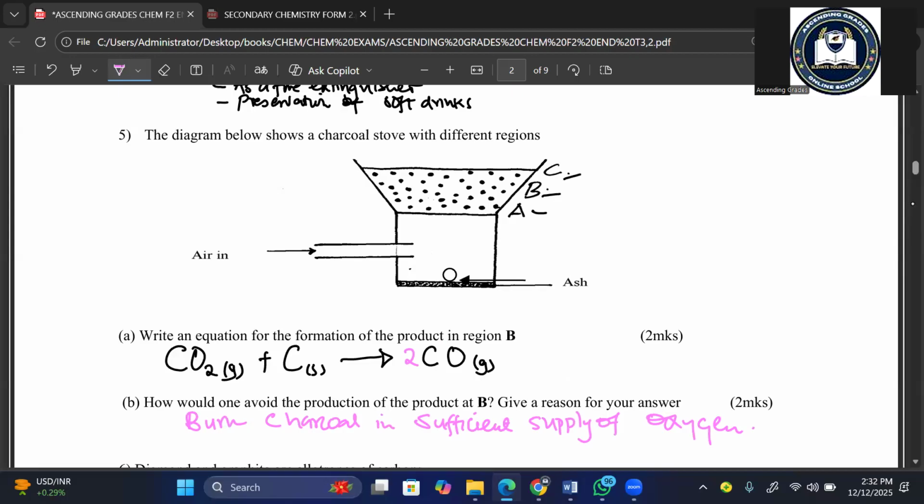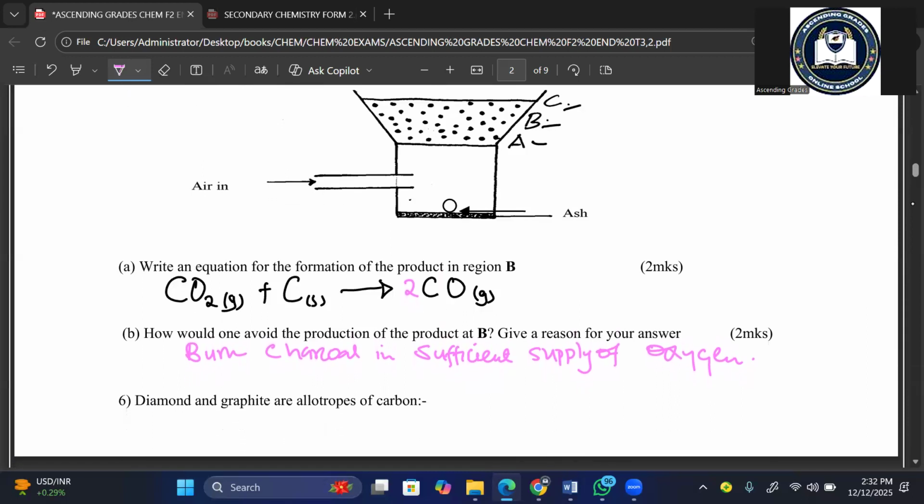Maybe take the jiko outside, something like that. And this brings the idea of why it is a risk for one to sleep in a house where we have some jiko like this one and it is burning. For those who take biology, they know it better.